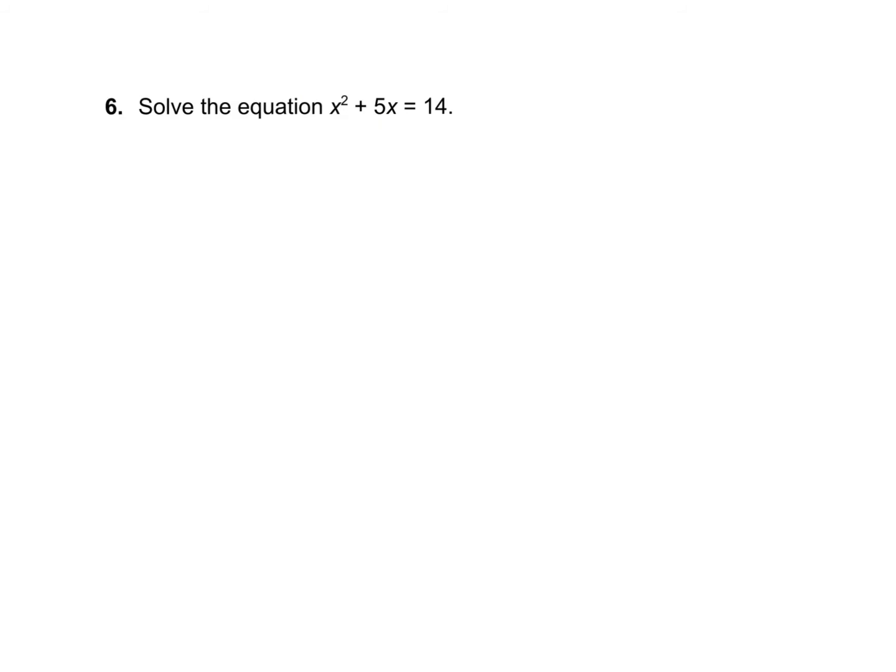All right, question number 6 asks me to solve the quadratic equation. So in order to solve a quadratic equation, I'm going to make it equal 0 unless I want to use completing the square. This one I can factor, so I'm going to factor it instead. So the first thing I need to do is make it equal 0, so I subtract 14 from both sides. That cancels out over here, so I get x squared plus 5x minus 14 is equal to 0. 5x and 14 are not like terms, so they just stay separated.